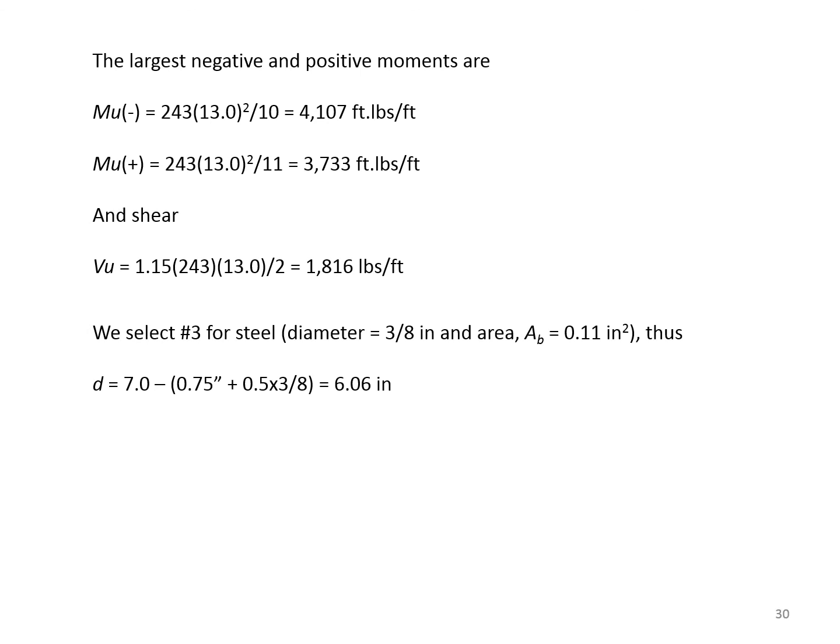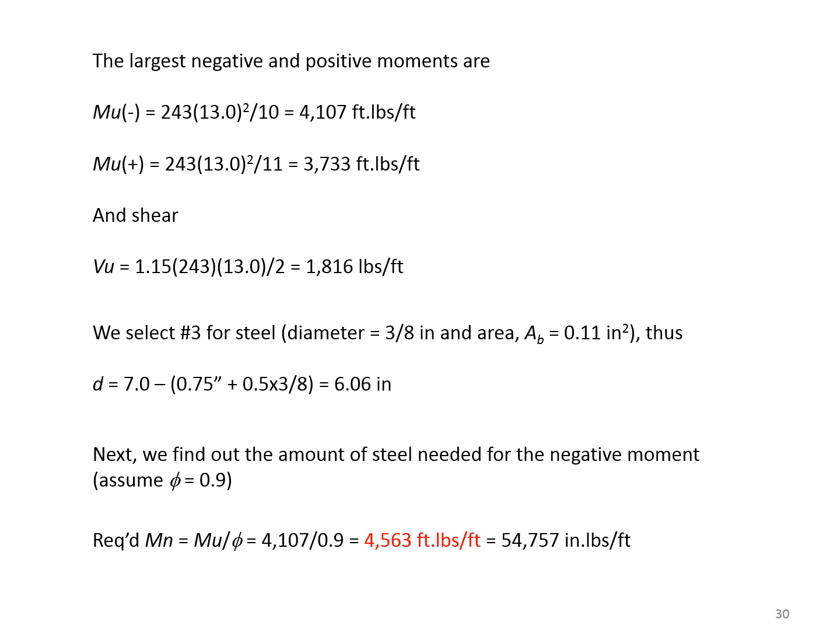We select the number 3 for this steel. The diameter of number 3 is 3/8 of an inch, and the area is 0.11 square inches. Therefore, we can compute D, which is 6.06 inches. Next, we find out the amount of steel needed.